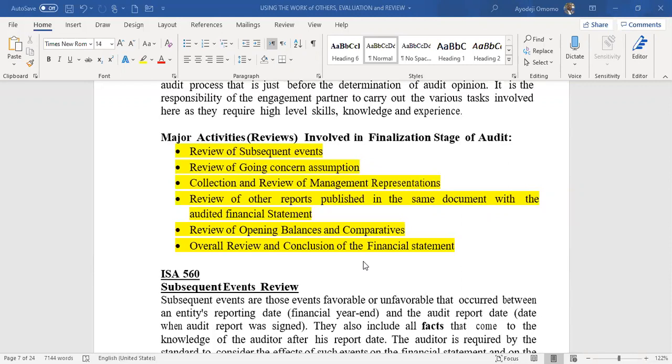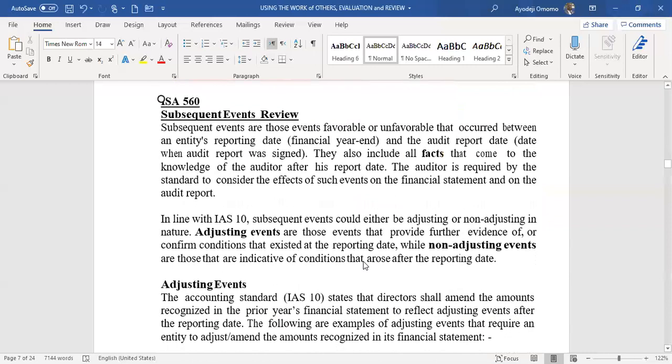Comparatives, when you have 2018, 2019, are you sure they properly moved the 2018 figure into that financial statement? Are they correct? You have to check those comparatives. You have to also do an overall conclusion. Okay, so that is just to give you a rundown.